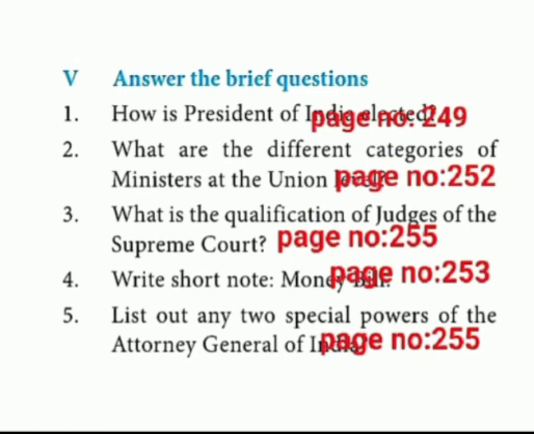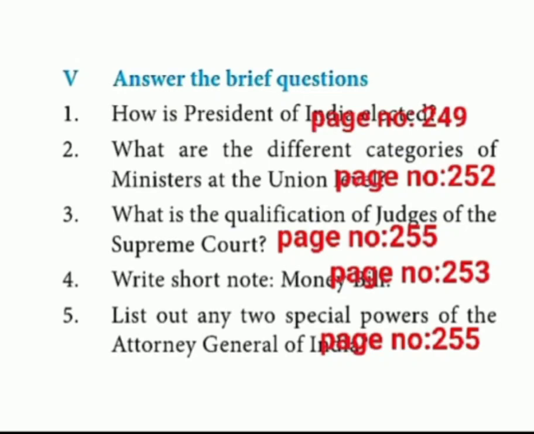Again the same page, 255. Qualification of Supreme Court judge, like that one para is there now. He must be a citizen of India. So that one, 53, till distinguished jurist, 4 points. Okay, yes, this much only, children.